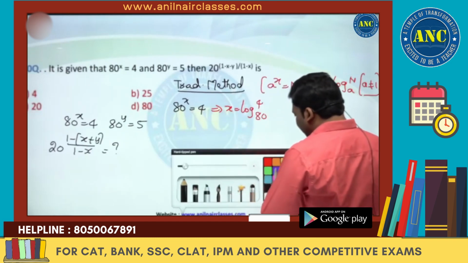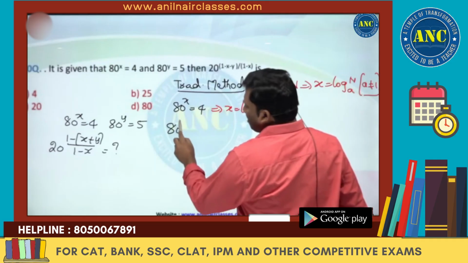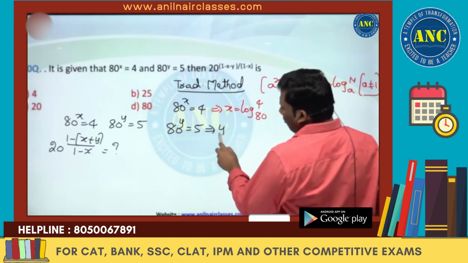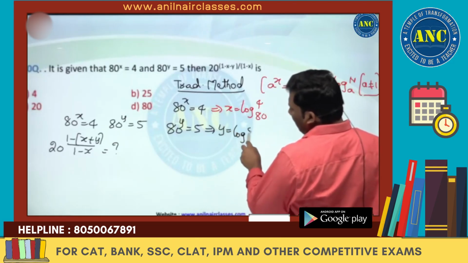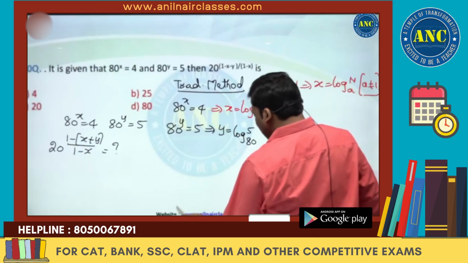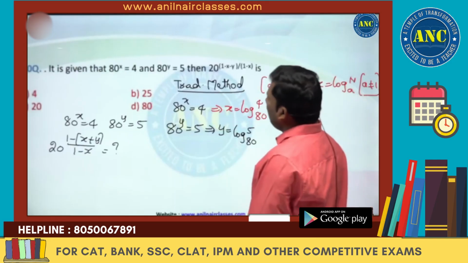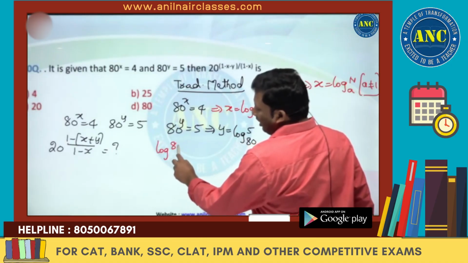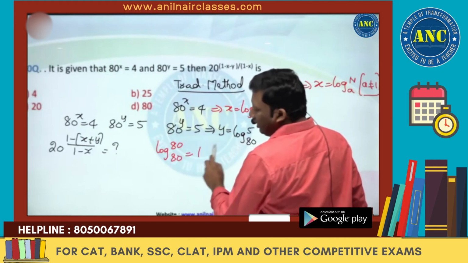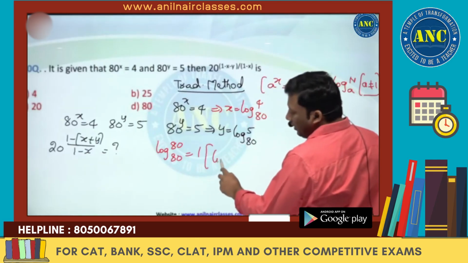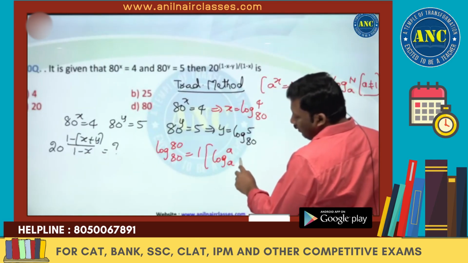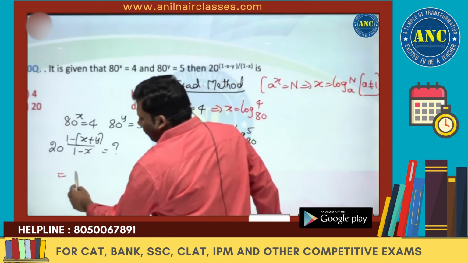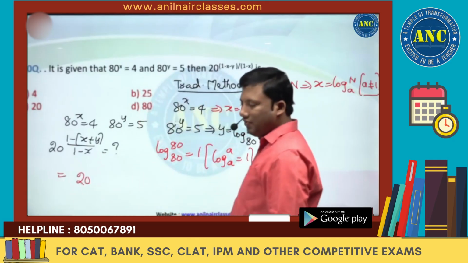Similarly, next value. It is a little bit lengthy method, that is where most of the students will waste their time. 80 power y equivalent to 5, so y equals log 5 base 80. Next one, 20 power of 1 minus of x plus y. Wherever 1 is there, log 80 base 80 is 1. Why? Because log a base a is 1, since a power 1 is equivalent to a. So wherever x, y, 1, whatever the values we got, we will substitute.